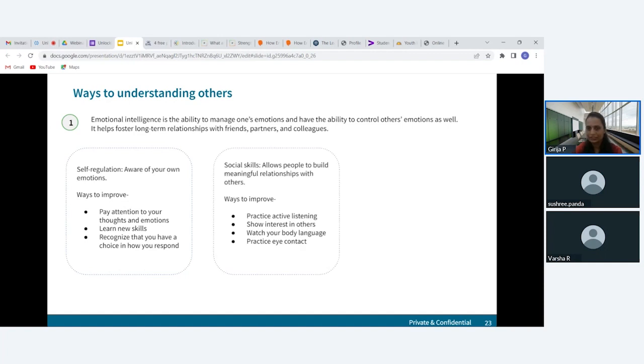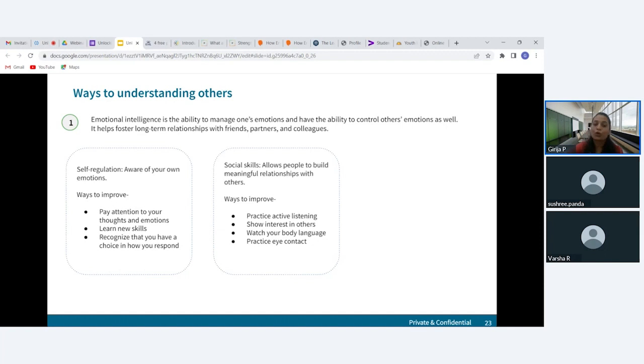social skills. Through social skills you are allowing yourself to build meaningful relationships with others. How you can do this is, whenever you are interacting with someone, listen to them very actively: what they are actually saying, what they mean, how they're feeling about it, and show interest in them. It will build more confidence. They will feel more confident in you. They will feel more comfortable sharing their thoughts with you.